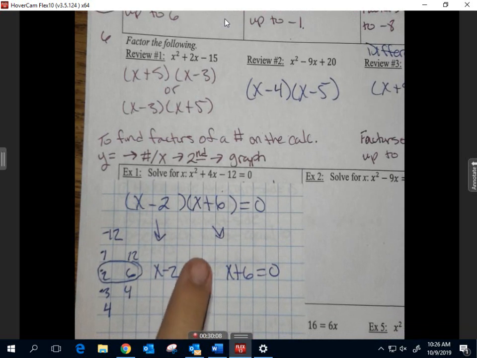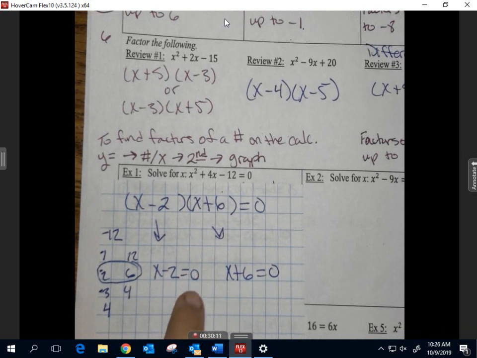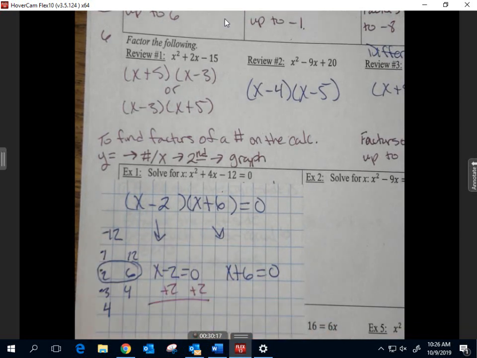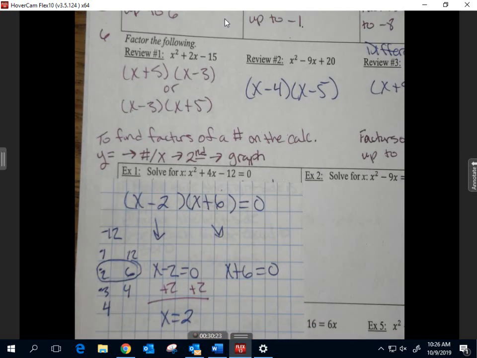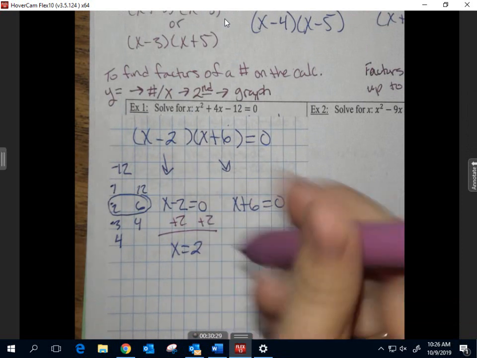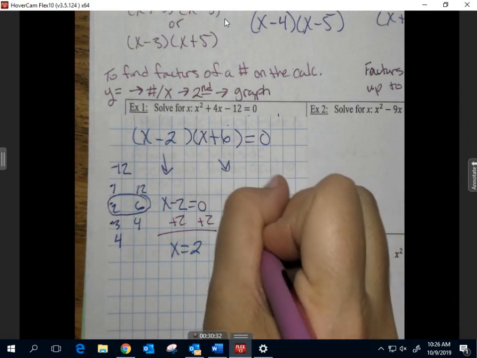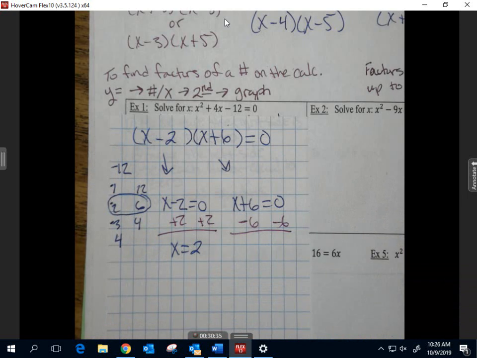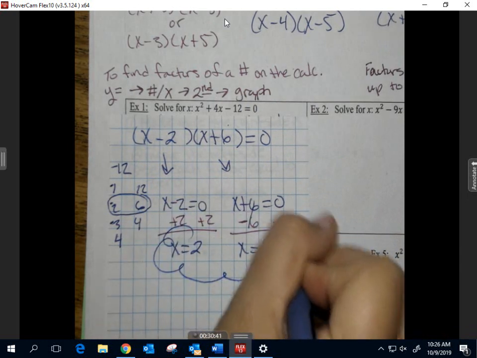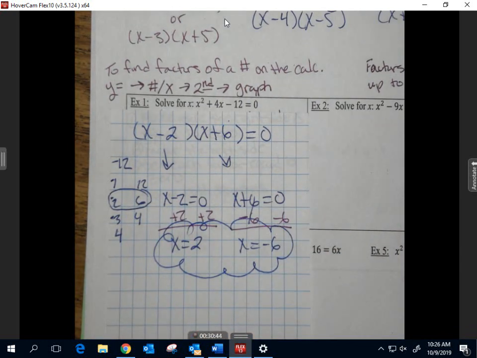Now step 4, solve each equation. That means solve for x. So I'm going to add 2 to both sides here, and we have x equals positive 2. The other one was x equals negative 6. So y'all get it. That's how it's going to be every single time. You don't have to show this step every single time, but just in case you need to see it right now. These are your solutions. These are your x-intercepts for this graph. Any questions? Got it?